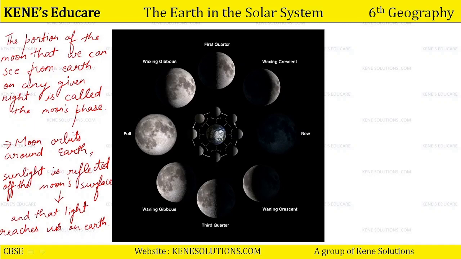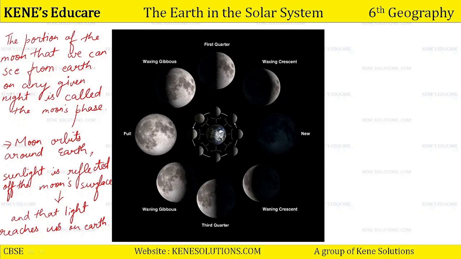And the major reason is that the Moon does not have its own light. The Moon does not have its own light. It receives the light from the Sun and then that reflection comes on the Earth, and only that part of the Moon is visible to us whose reflection comes on the Earth. Right, I have written also: the portion of the moon that we can see from earth on any given night is called the moon's phase.